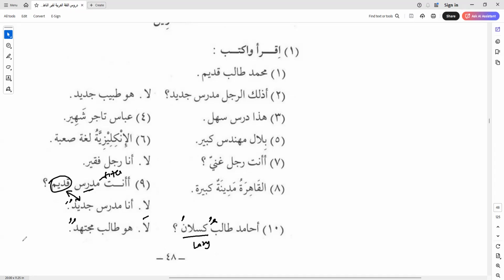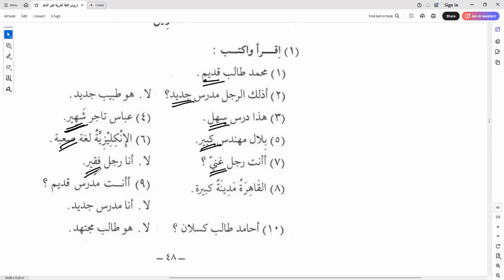So here we go. We have encountered so many adjectives as I enumerated. You have to learn them: قديم, جديد, سهل, كبير, غني, شهير, صعب, فقير. We've already come across قديم and then جديد, مجتهد, كسلان. So these are very interesting. You have to just read and write. Now, this is an assignment.